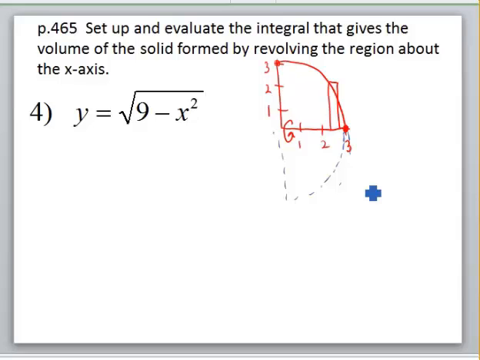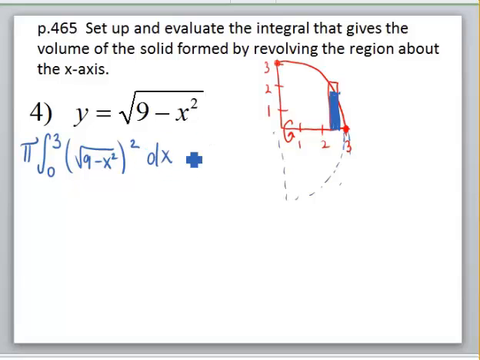Alright, so let's set up this integral. Our bounds are, we're talking about the x-axis here, so we're going to go from 0 to 3. I have this rectangle in here because it helps me figure out that I'm talking in terms of x. So I have a change in x, 0 to 3. And I need pi out front because I'm going to do pi, the function squared, that's your r, how far out you're going. And then you have your dx.